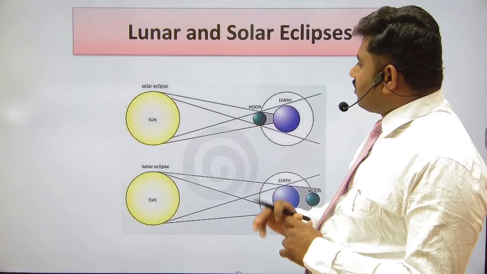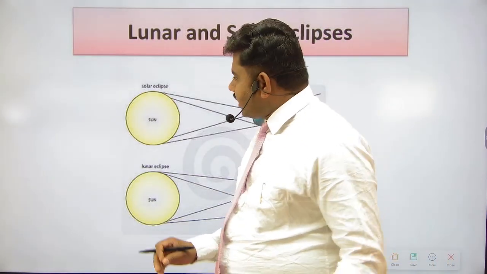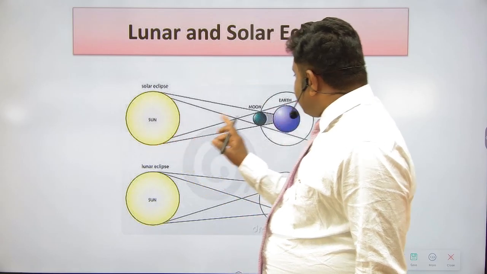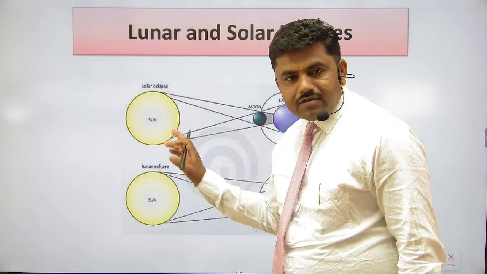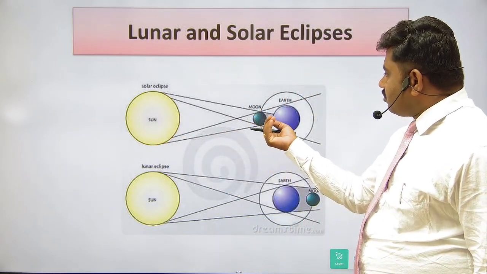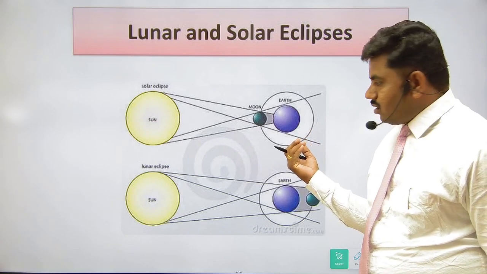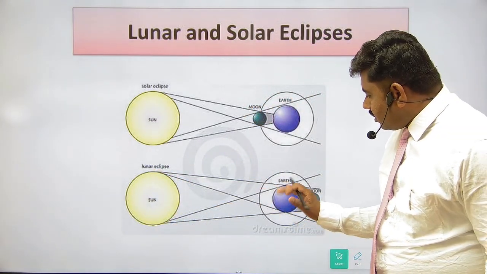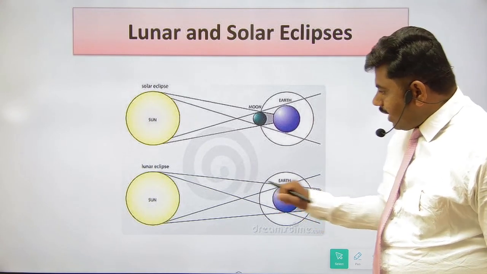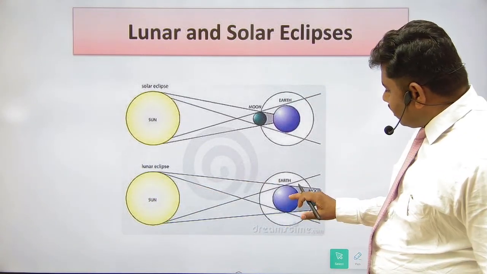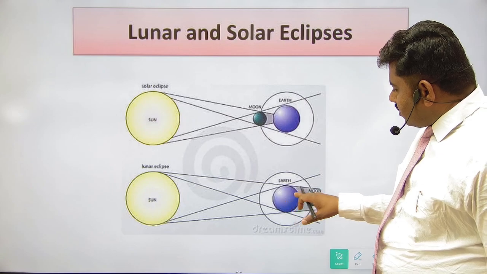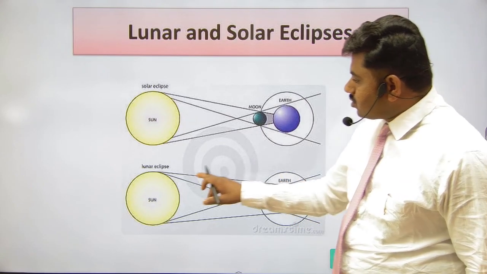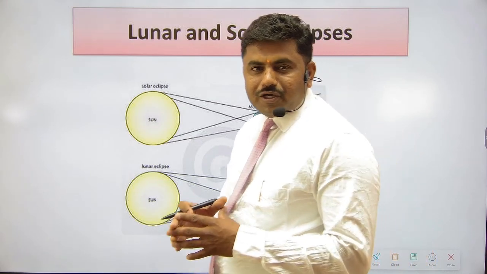In short but sweet, we can understand that a solar eclipse occurs when the moon is between the earth and the sun and the shadow of the moon falls on the earth. And a lunar eclipse occurs when the earth is between the moon and the sun, and the shadow of the earth falls on the moon. So that was the topic.